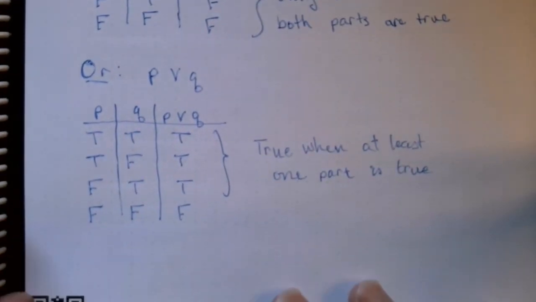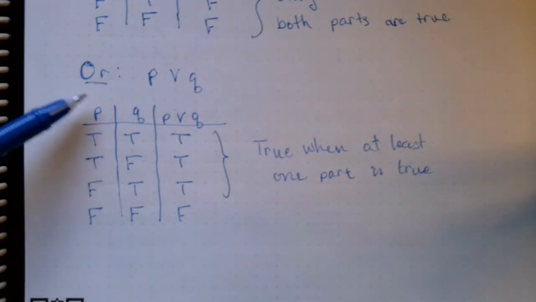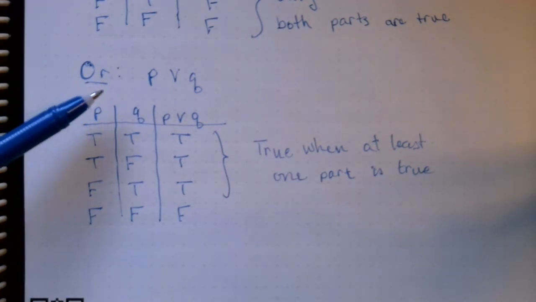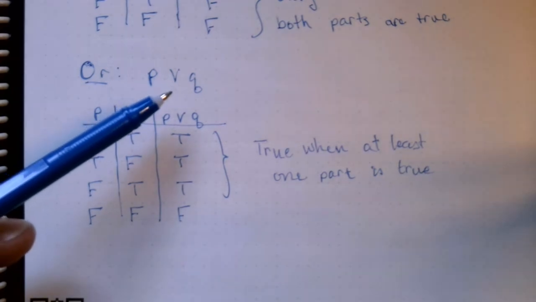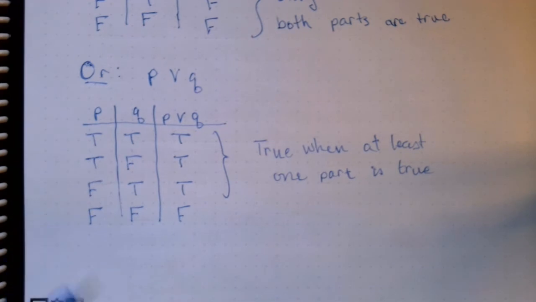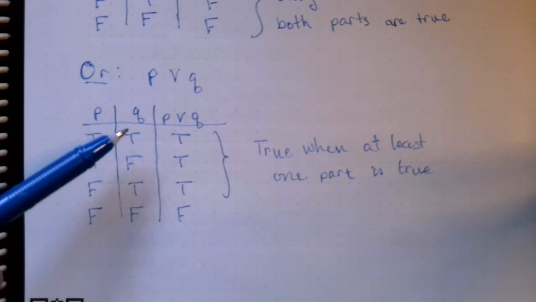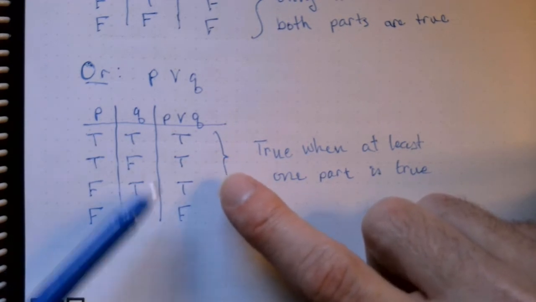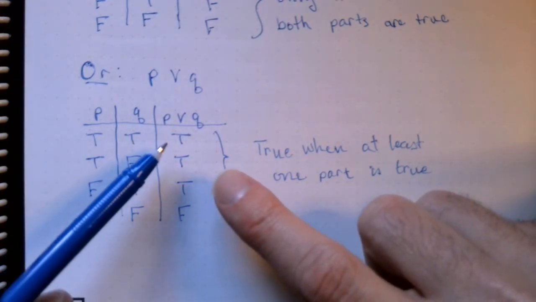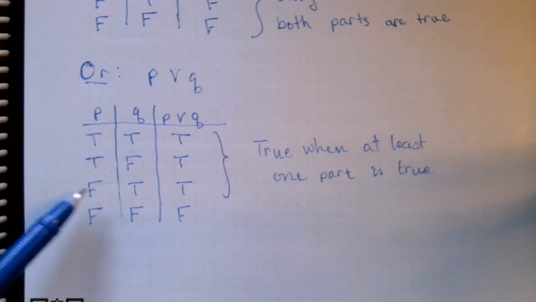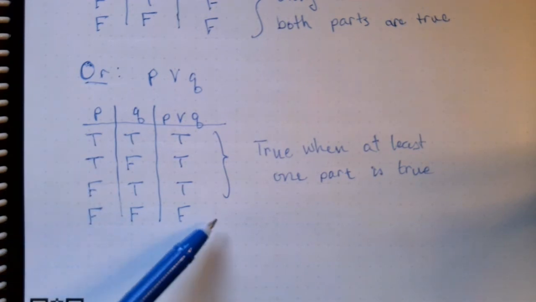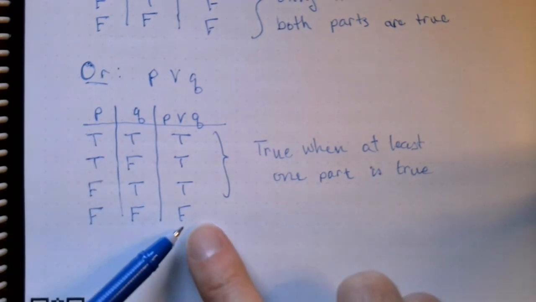Another operator that we can use to form a new statement is to put two statements together using the OR operator. The symbol here is just the upside down version of the one we use for AND. Here's the truth table. These are the possible truth values of the two statements P and Q, and in this last column, we're talking about the truth value of the new statement P or Q.